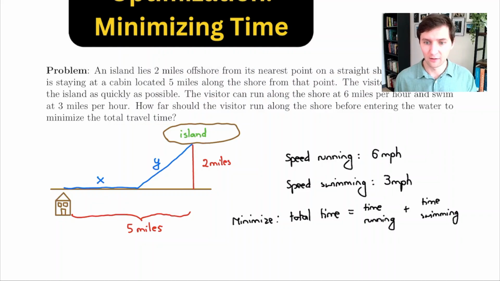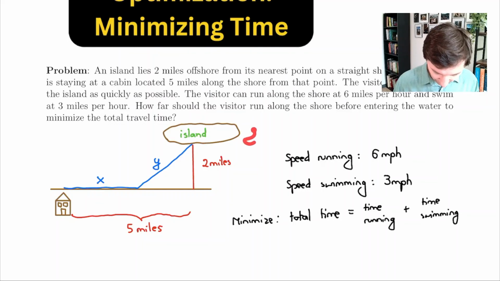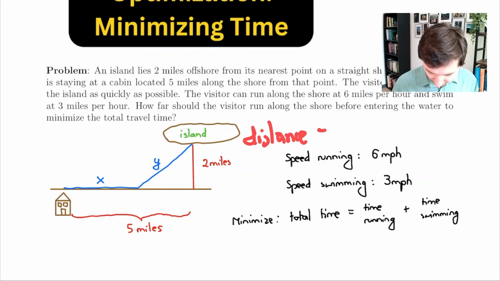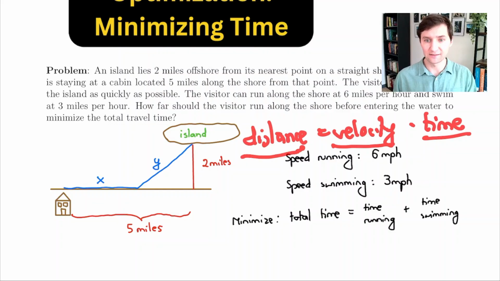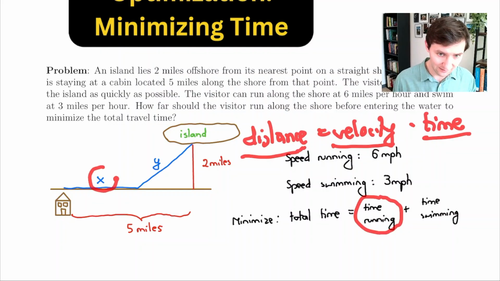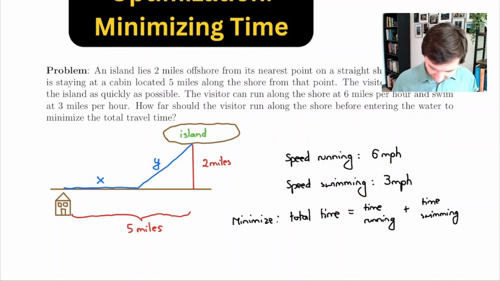You know a formula that connects time and distance. You know that distance is given by velocity multiplied by time. For example, when you run 6 miles per hour for 3 hours, then the distance traveled is 18. If you solve this equation for time, you will get that time equals distance divided by velocity, which means time spent running is distance spent running divided by velocity, which gives you x divided by 6.